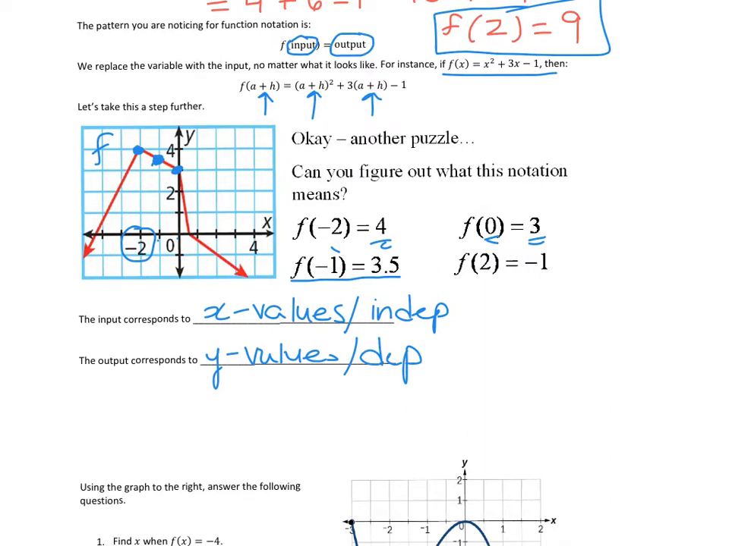Okay, so x, y then, remember f of x is just a fancy name for y. So we're looking at something like this. So for instance, let's take this f of 2, negative 1.